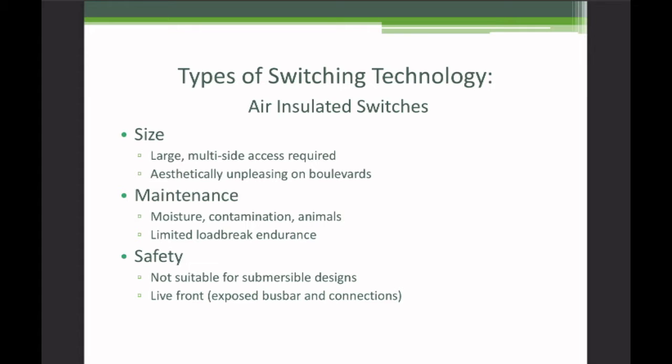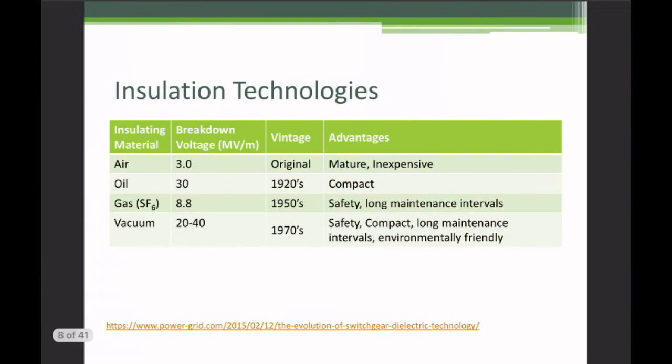And the other problem we run into is the arc snuffing functions that exist on these air brake switches are just not as good as newer designs. Keep in mind, we're talking about equipment that was originally designed, load bust arc snuffing technologies originally designed, some of them in the 1890s.